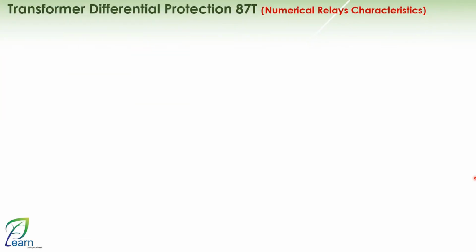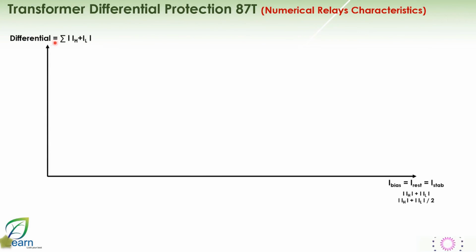The second thing we have is the transformer differential characteristics in numerical relays. Transformer differential characteristics is the relationship between the differential current, which is the vectorial summation of currents, or the directional sum of the currents of the high voltage side and the low voltage side, and the algebraic sum of the currents, or the algebraic sum on both.